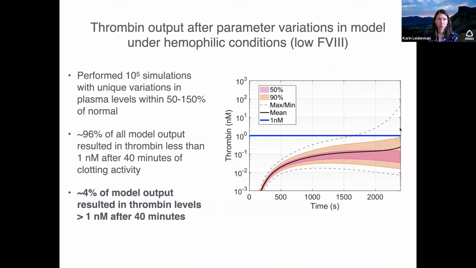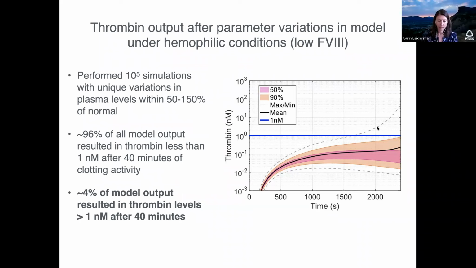Because you want to be able to clot enough when you need to, but not so much when you don't need to. So there has to be some sort of threshold the system can get over, right? So that you're not clotting all the time from some small injury in a normal healthy person. Okay, so interestingly, only about 4% of the simulations, right up here, led to thrombin levels above 1 nanomolar after 40 minutes of clotting.